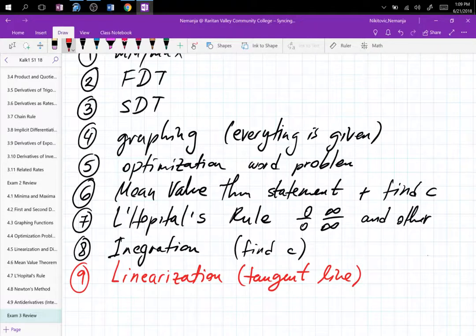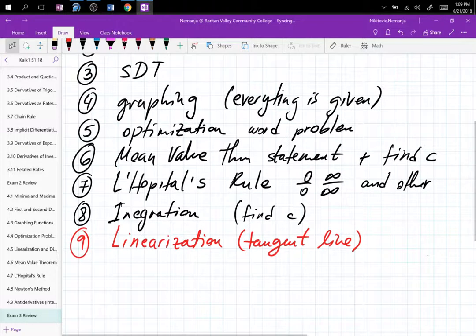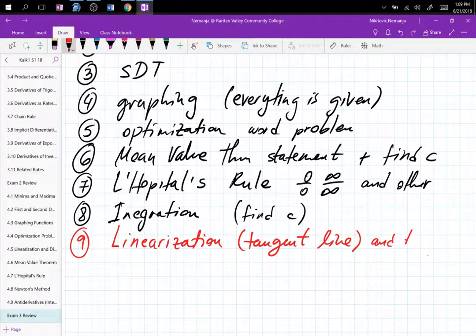The word problems for differentials: the problem can say, let's say, find square root of 17 using linearization, in which case you will use linearization. But it can also say find square root of 17 using differentials, and that can be done as well. So linearization and the differentials.